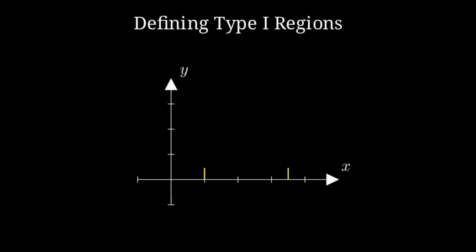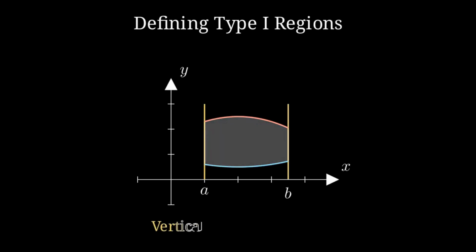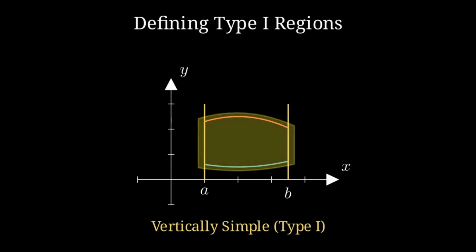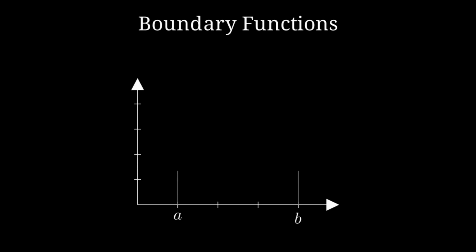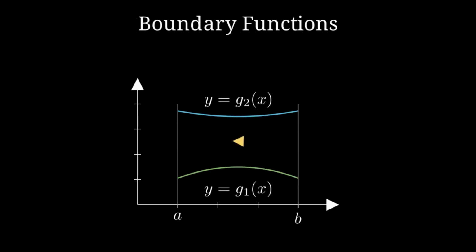A region is called vertically simple, or type 1, if it lies between two constant vertical lines and is bounded by two continuous functions of x. This structure dictates the order of our integration. In a type 1 region, the y values are bounded by functions. For any fixed value of x between a and b, y varies from the lower curve, g1 of x, to the upper curve, g2 of x.